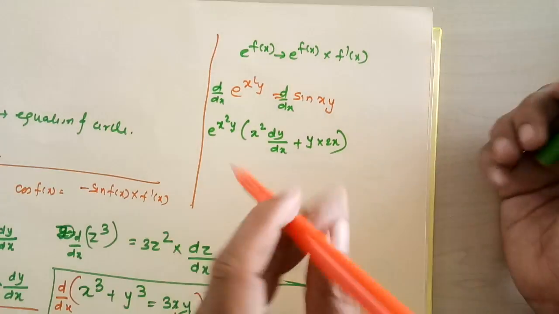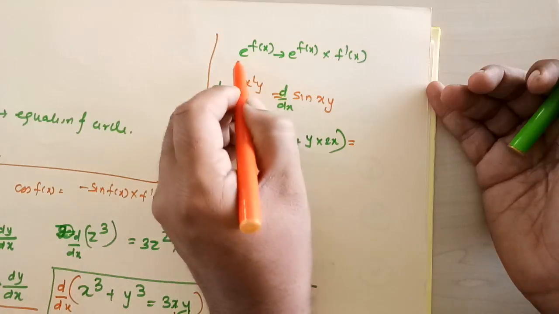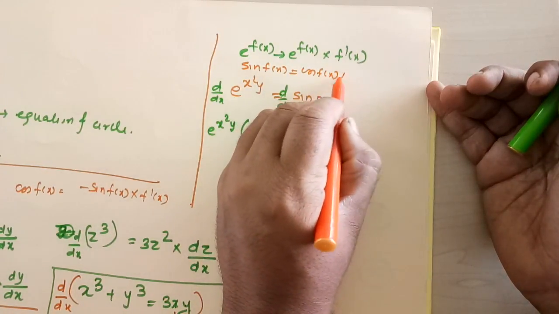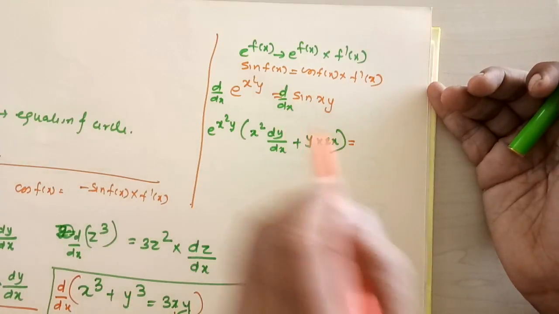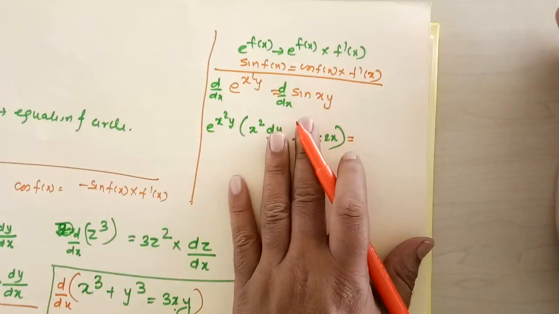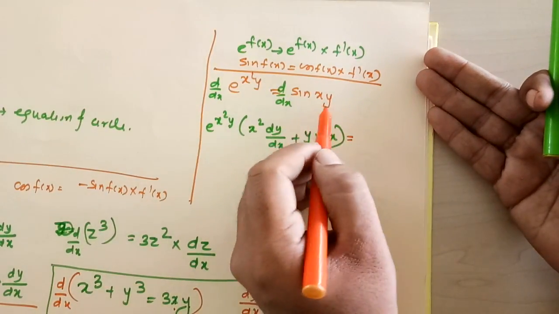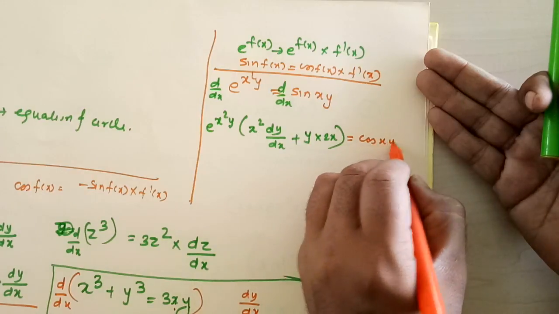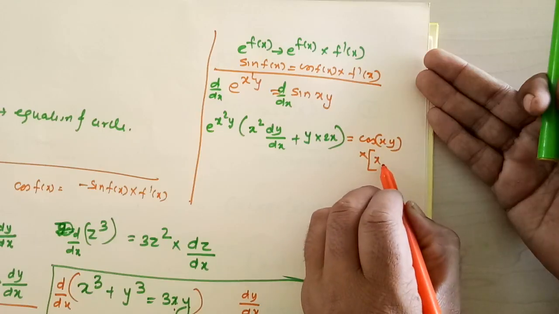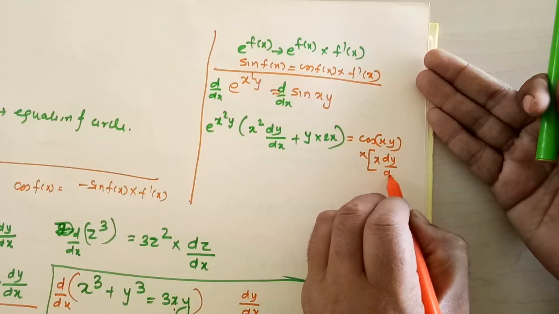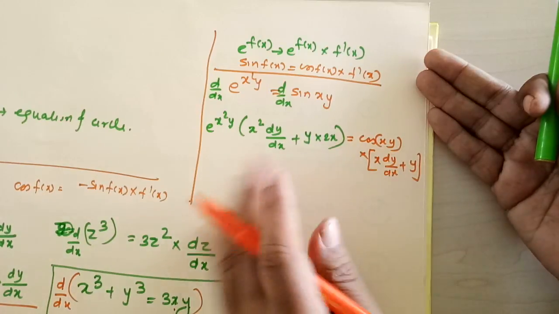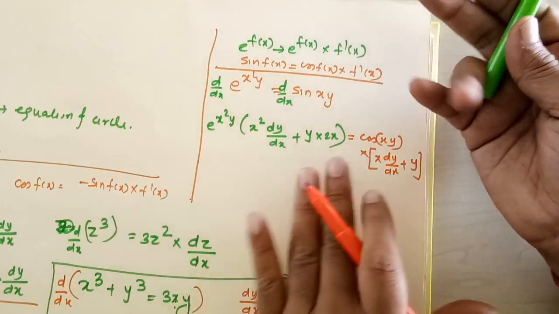Now my right hand side is going to be the derivative of sine f(x), which, if you know, is cos f(x) into f dash x. That's the derivative for the sine composite function. So what exactly do we do for sine xy? It's going to be cos xy into the derivative of xy, which is going to be x as it is, dy by dx plus y, because I'm applying the product rule for xy differentiation. So that's your very important step.